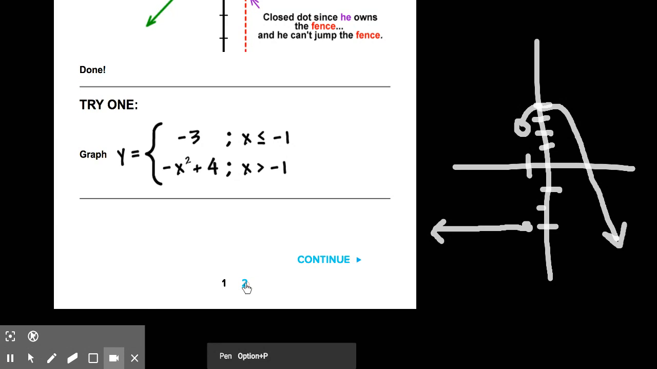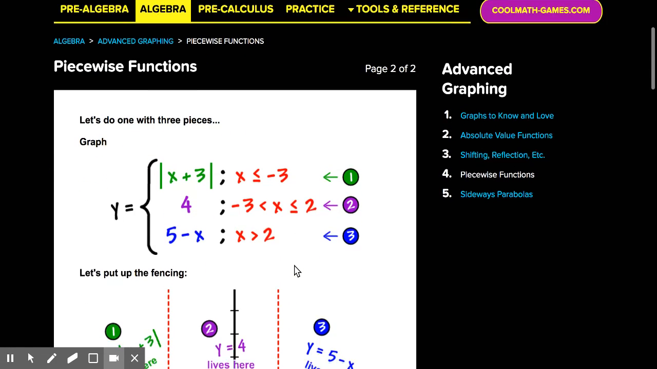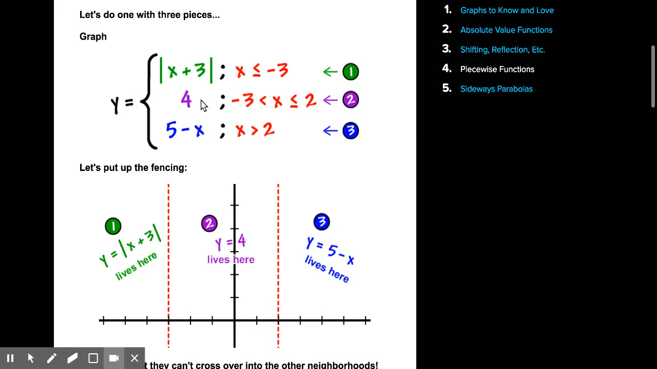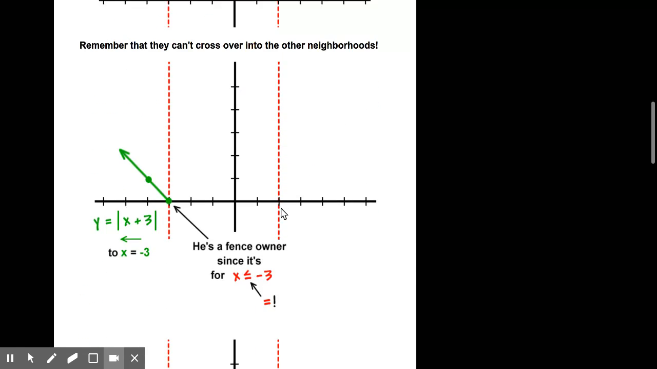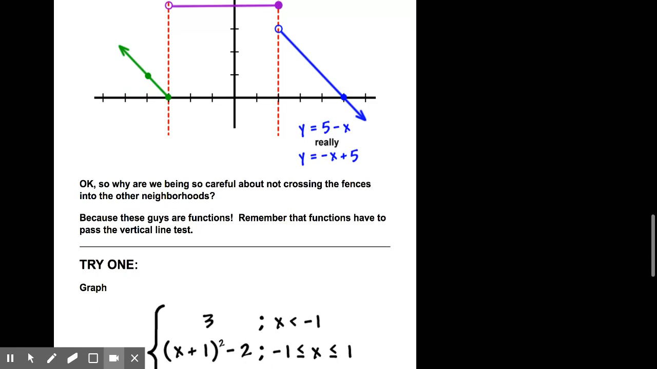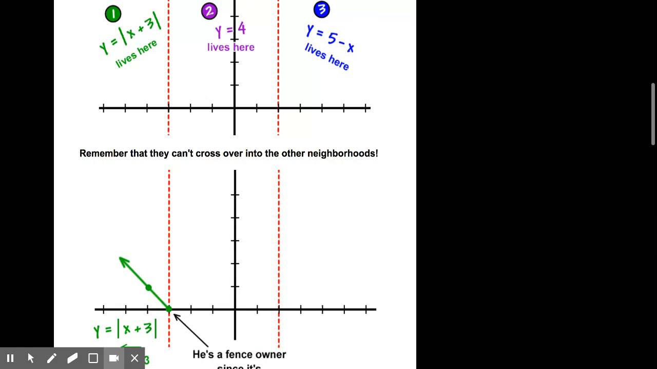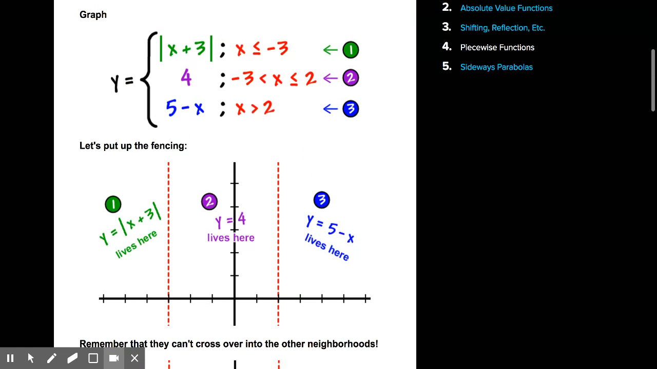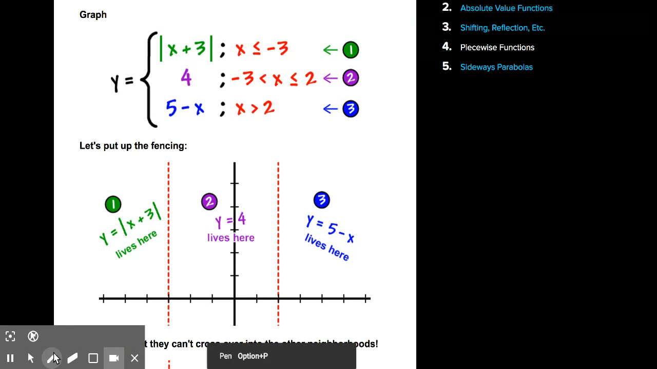Okay, moving on. A piecewise function could have as many pieces as you'd like. This one has 3 pieces. The function, it's one function, y equals, and then we have curly brackets, and it has 3 parts: absolute value of x plus 3, 4, and 5 minus x. And so if you scroll down, it shows you how to map this in pieces, and you may use a table.